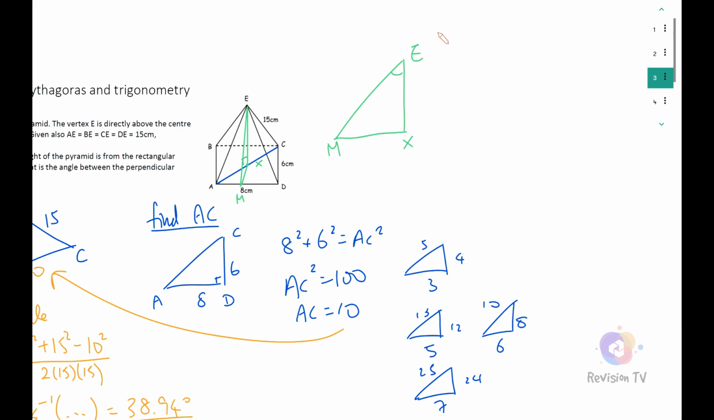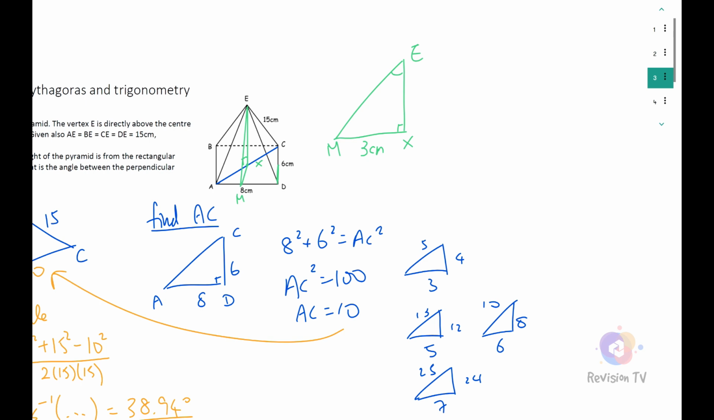Okay, so we know that's a right angle. What else do we know? Now, we know the length XM is the same as halfway from C to D, so that's 3 centimeters. And then what else? In order to work out that angle, we need one more length in order to use SOHCAHTOA. But we don't know EX. We don't know this length.